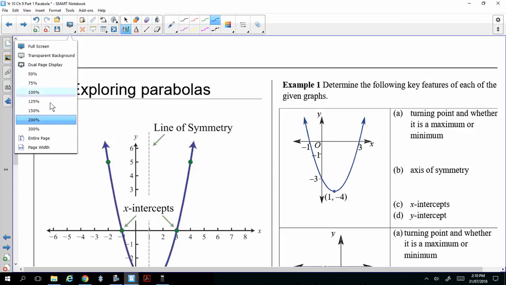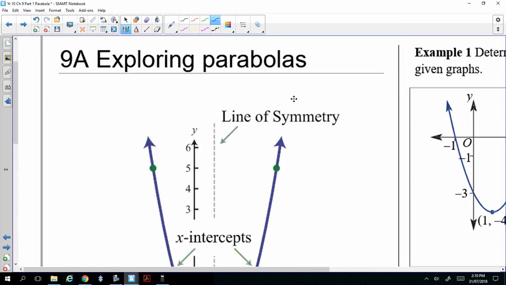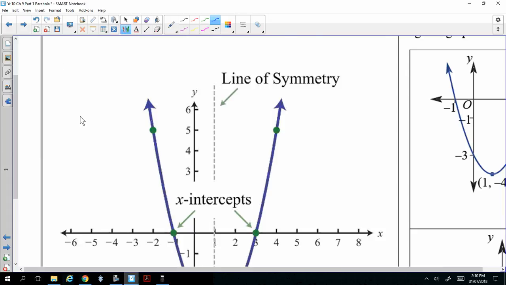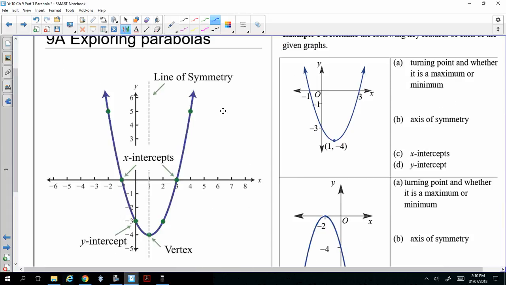Parabolas, let's review what they are. You learned that last year. So we have a parabola. These are the terms you have to know. Where the parabola crosses the x-axis is called the x-intercept. And where the parabola crosses the y-axis is called the y-intercept. We just learned this before when we did linear relationships. But with a parabola, you could have two x-intercepts.